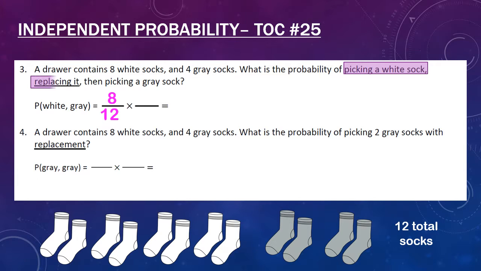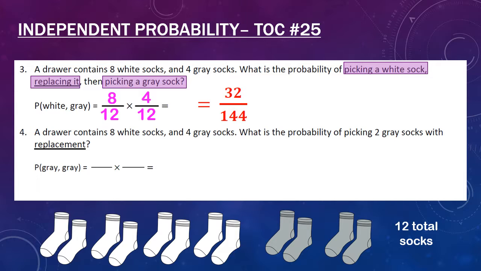Now, it says that I'm going to replace it. So I pick it out of the drawer, I decide I don't want to wear it, and I put it back. And then they want to know what's the probability of picking a gray sock. Well, there are 4 gray socks because I put the other sock back. We still have 12 socks in my drawer. Now, I'm going to multiply this across, just like I would if I didn't simplify. 8 times 4 is 32, and 12 times 12 is 144.